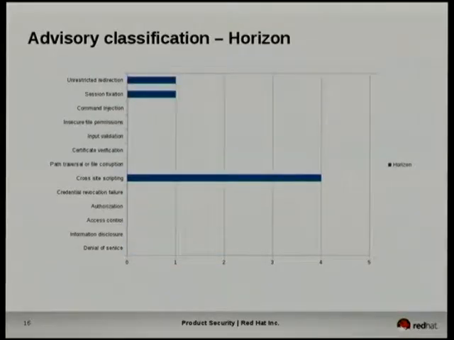And last but not least, Horizon. You can see there that most of the flaws that we've found in Horizon, which is the OpenStack dashboard, are related to web-related issues. So that's not really a big surprise.